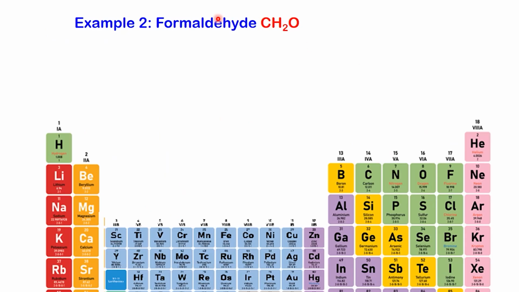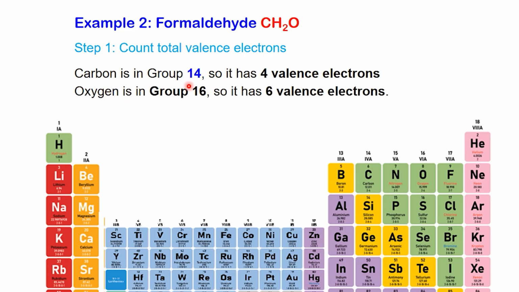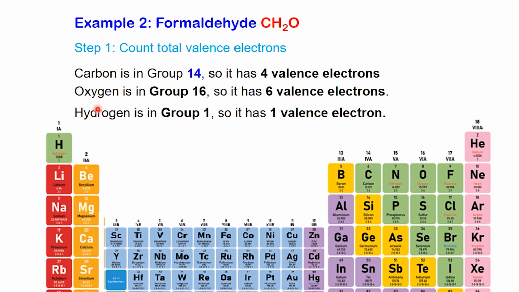Now let's apply the same steps to formaldehyde. First, identify the total number of valence electrons available. Carbon has 4 valence electrons, oxygen has 6, and each hydrogen has 1. Since there are 2 hydrogens, we add everything up: 4 from carbon, 6 from oxygen, and 2 from hydrogen, giving us a total of 12 valence electrons to distribute.